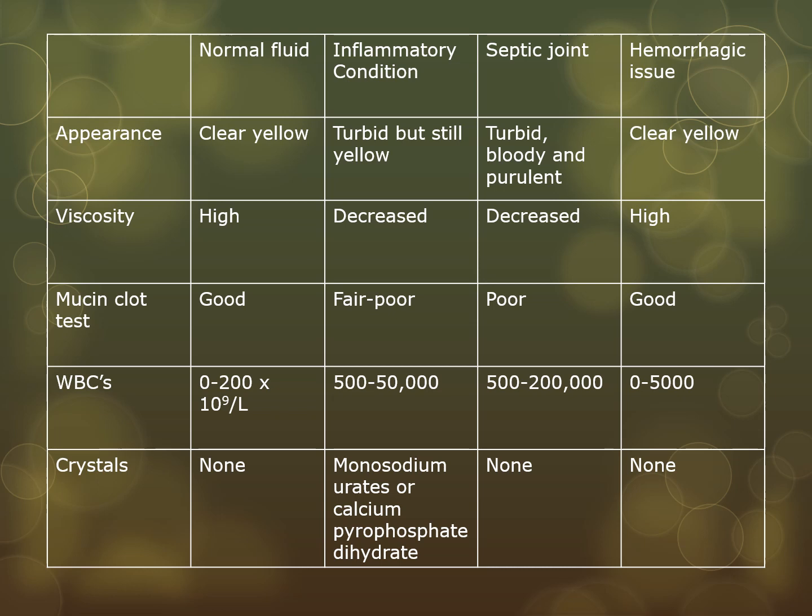Here what I've done on this slide is I've compared a normal synovial fluid and then a synovial fluid that's associated with an inflammatory condition, septic joint, and a hemorrhagic issue. And I've compared all of the appearance, viscosity, mucin clot test, WBCs, and crystals. So I'll give you just a few seconds to look this over. But usually a normal fluid is yellow, the viscosity is high, the mucin clot test is good, you have a low number of white cells and no crystals.